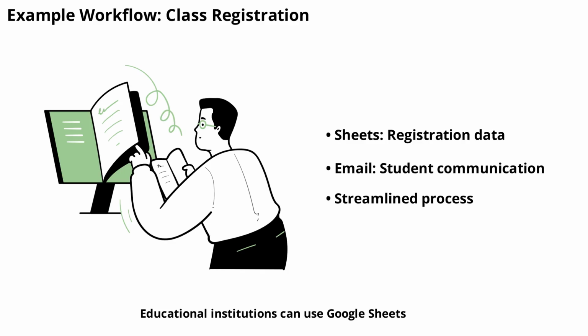Educational institutions can use Google Sheets to manage class registrations and student lists. Email automation software can send registration confirmations, class schedules, and updates to students. This ensures clear communication and organized data management, making the registration process smooth for everyone involved.